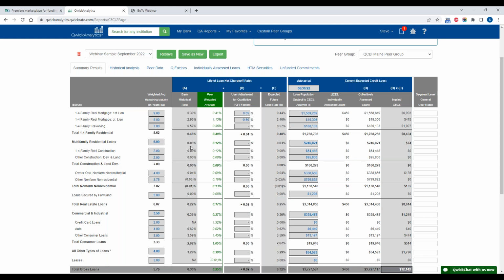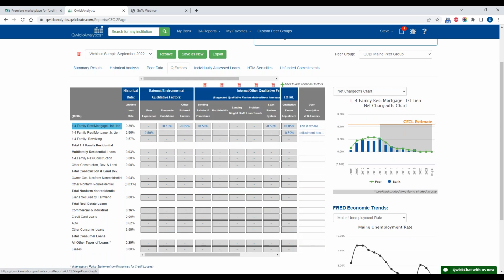Now, at this point, we've tackled half the job. We haven't looked outside our four walls. We haven't considered peer data, any external data. We haven't considered how the future might be different than the past, but we have done a full analysis of our historical loss experience. The second piece of the puzzle, the second half really, is all the qualitative factor adjustments, right? That cumulatively represent all the reasons we think current and future conditions might be a little bit different than the historical ones that we just analyzed. And this is where we head over to the Q factors tab.